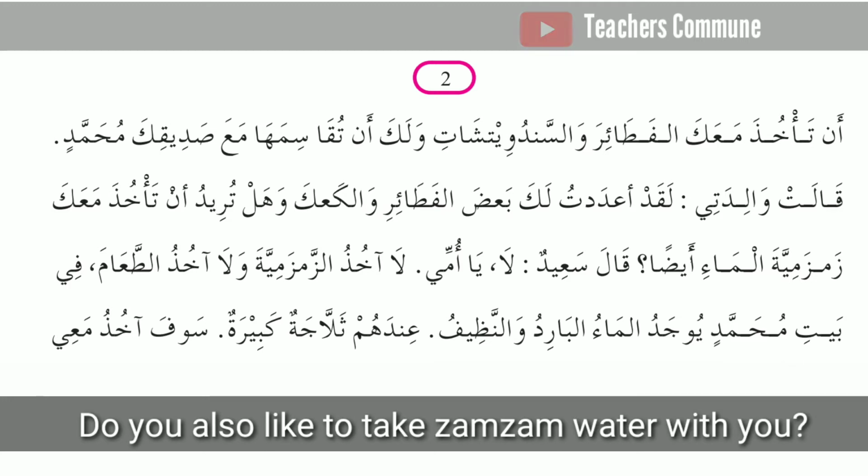زمزمية الماء. Sorry. Do you like to carry ماء الزمزمية? Zamzam water. You know Zamzam water, the spiritual water we get from Makkah. Yeah, all of us are aware of it. Okay. Do you like to take the Zamzam water along with you?